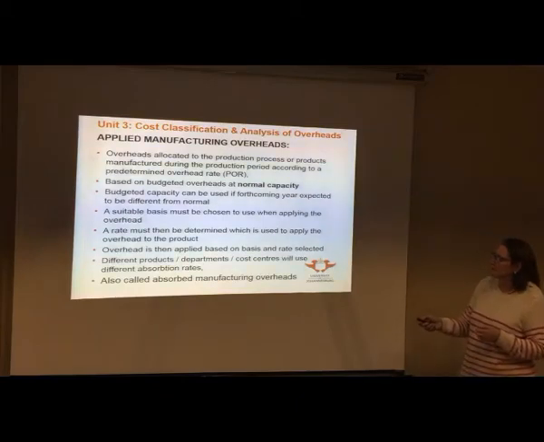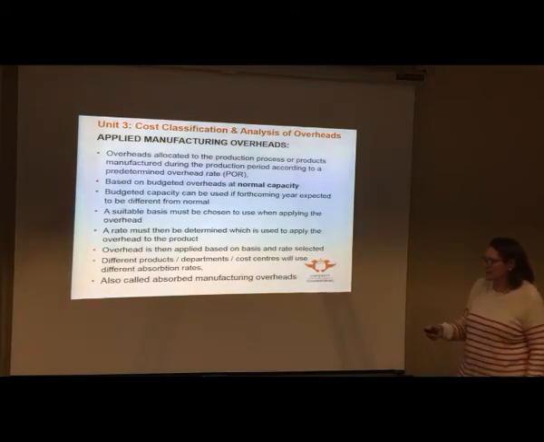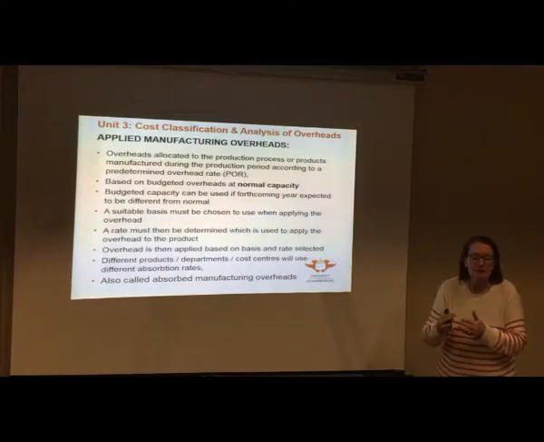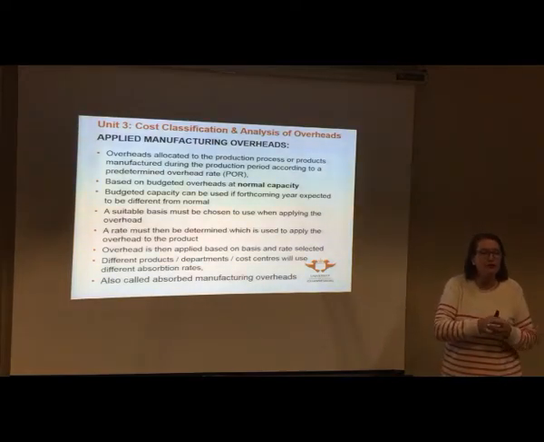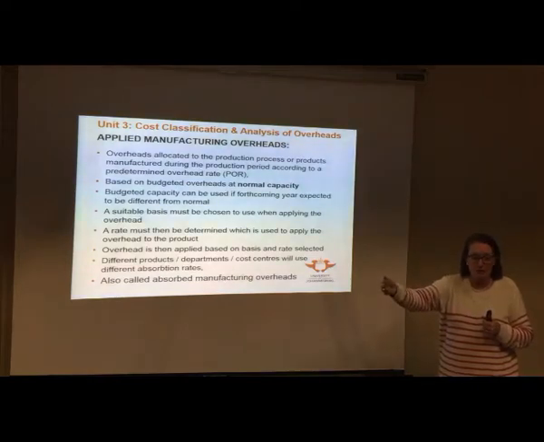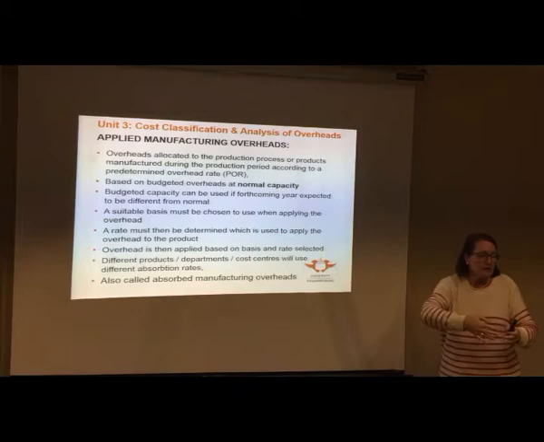Okay. So we need to find a suitable basis to allocate the costs, and we need to find a rate that is going to work for us to use to allocate the overheads. So we use different absorption rates depending on the product or the department. Okay, so we absorb these manufacturing overheads using a predetermined overhead rate. So that's the POR, the predetermined overhead rate, which is based on normal capacity. So we anticipate we're going to produce 10,000 items. So we take the total cost divided by 10,000 if we're using the number of units as our cost driver. And then that's how we will allocate it.